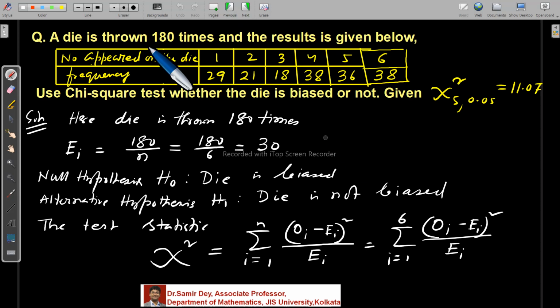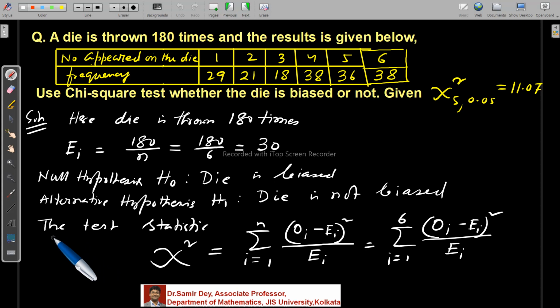I repeat, first you write down the given information, from where you need to calculate the expected frequency: the total number, how many outcomes are coming, and how many variations you have, that is 180 by n. Then here you want to test whether your die is biased or not. Correct? So here the null hypothesis will be your die is biased. What about the reverse of it? Your die is not biased.